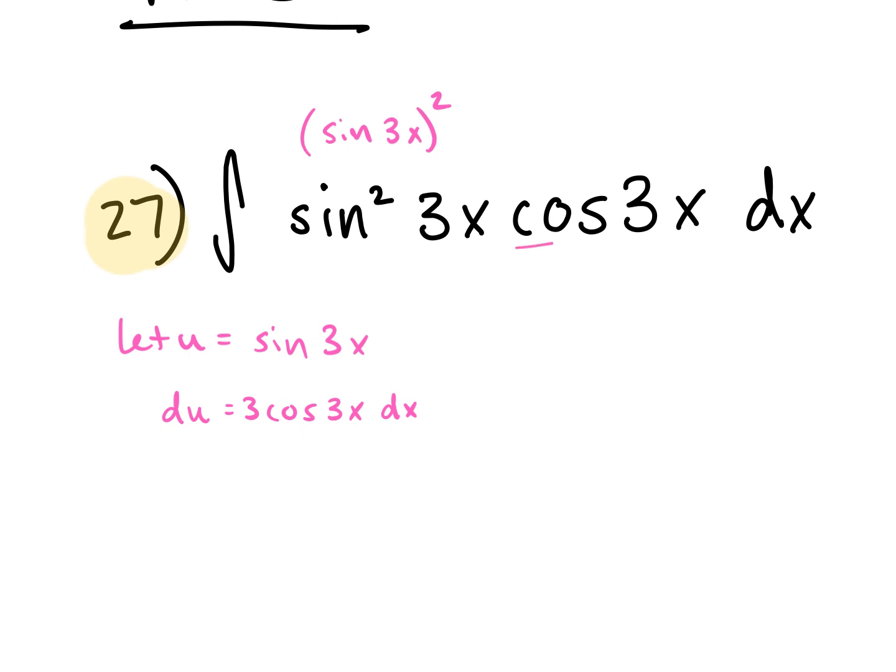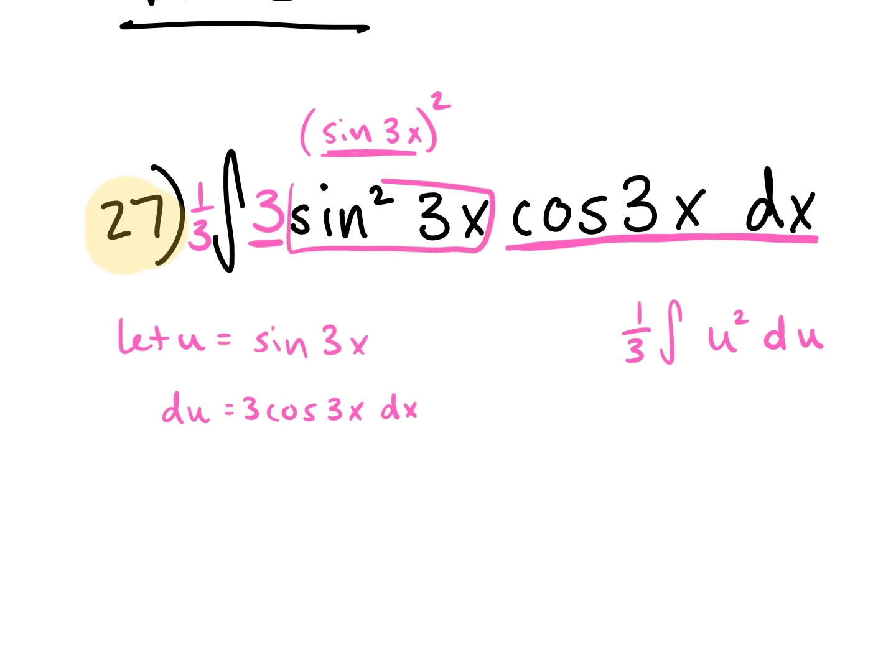So we've got cosine of 3x dx, but we're missing that 3. If I put a 3 in here, what else do I have to do? Put a 1/3 on the outside. We've got to keep this balanced. So now I have 3 cosine of 3x dx, and I'm going to plug in my du into that. Then sine of 3x gets substituted with u. So we have 1/3 times the integral of u squared du, because remember, this is sine of 3x squared.